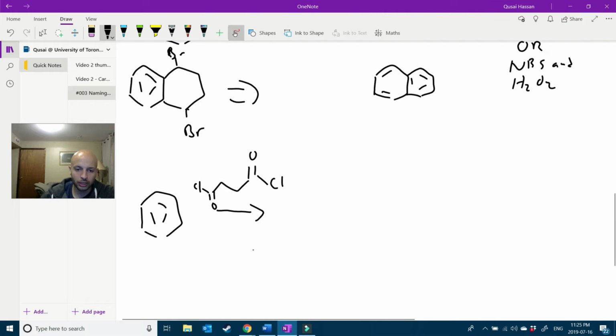So we're going to do that. We're going to add that 4-carbon chain with the acyl halides, and our catalyst is aluminum trichloride. And what this will do is, you can imagine the first, and because it's symmetrical, it doesn't matter which acyl halide attaches first, but you're going to get something like this, right?